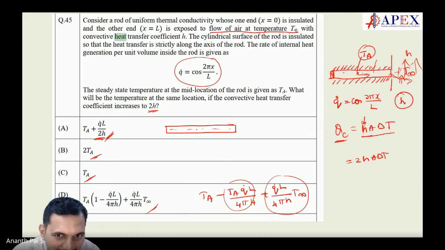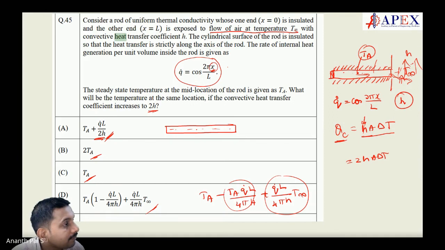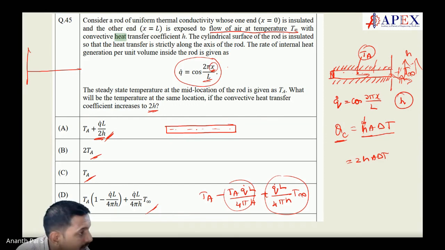Let us try. Q dot is equal to cos 2 pi x by L. So what is the Q dot? Maximum Q dot at x is equal to L. What is Q? Cos of 2 pi. Cos of 2 pi is 1, is it not? Q dot will be 1. Same at L equal to 0. Correct. So how is the Q generation here? Q generation is maximum here.